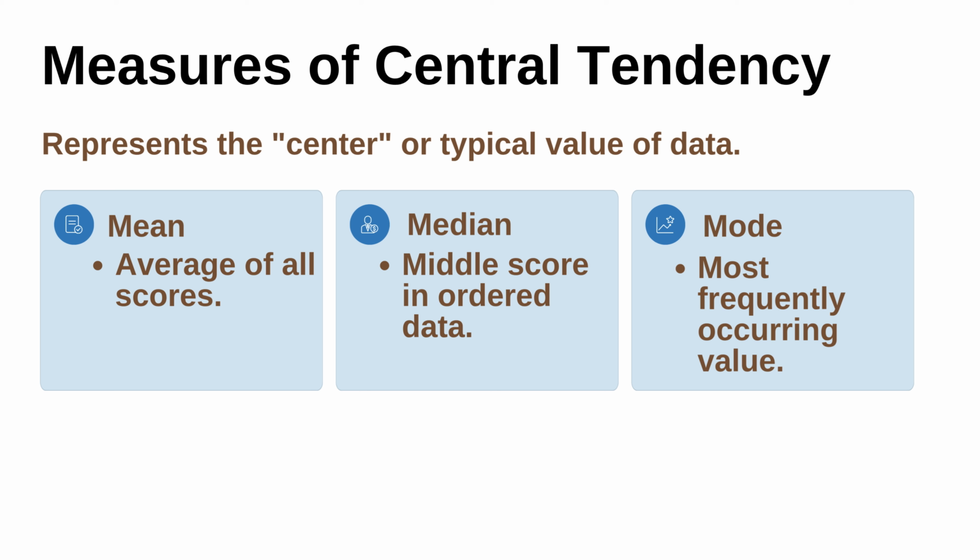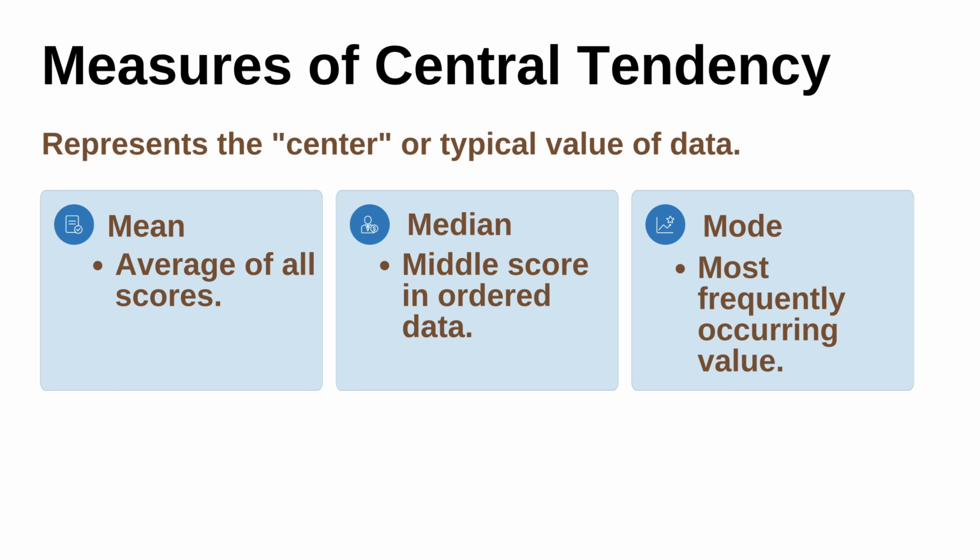The measures of central tendency represent the center or the typical value in a data set. There are three of them. The mean. This is the average of all scores. It is the most common measure, but sensitive to extreme values. We have the median. This is the middle score when data are arranged in order. It is useful when data have outliers.